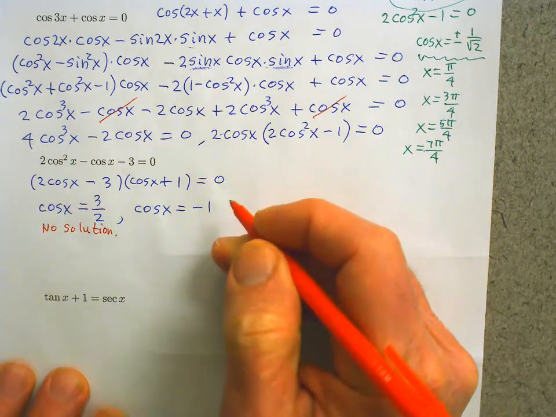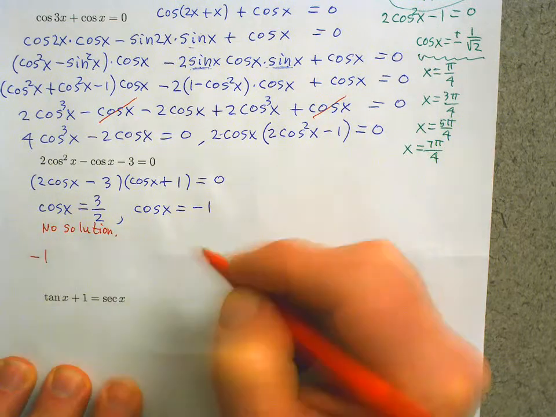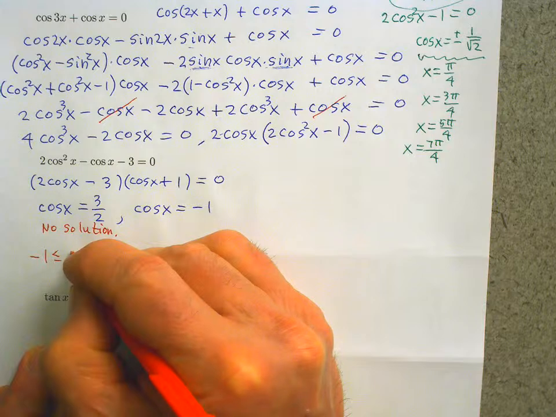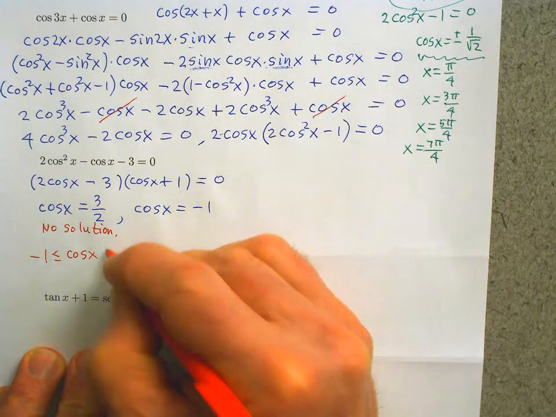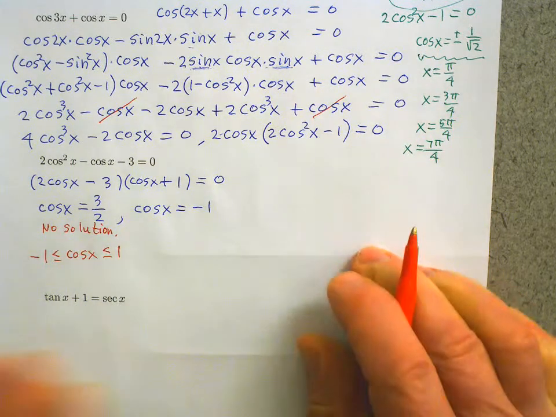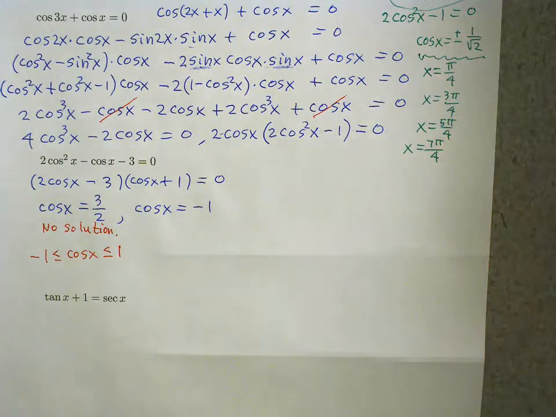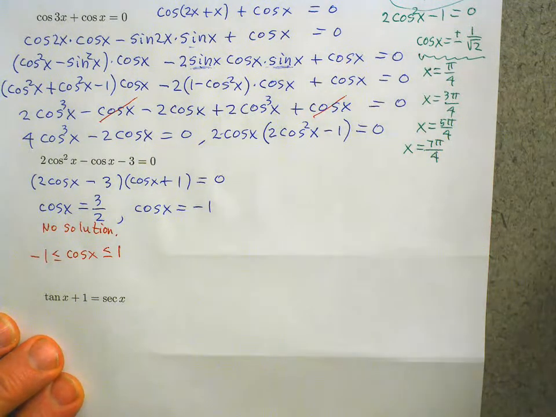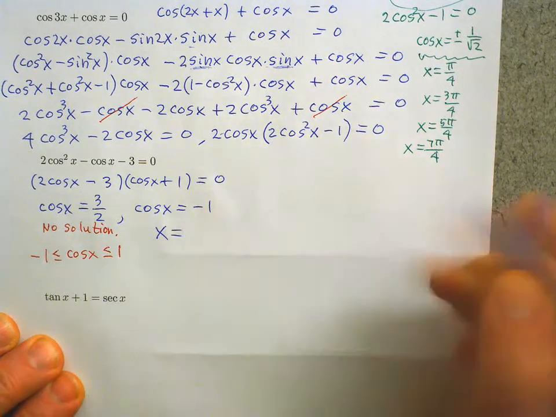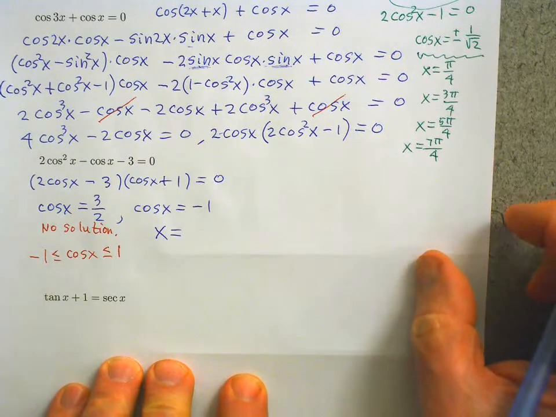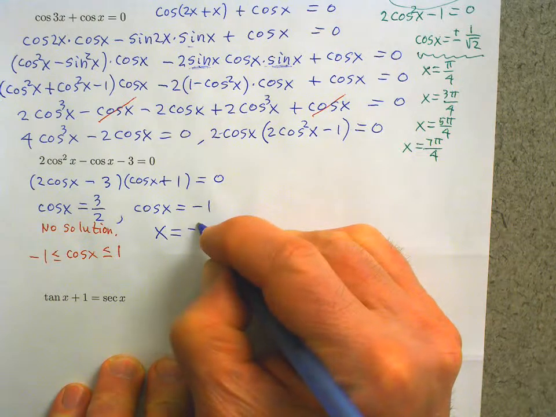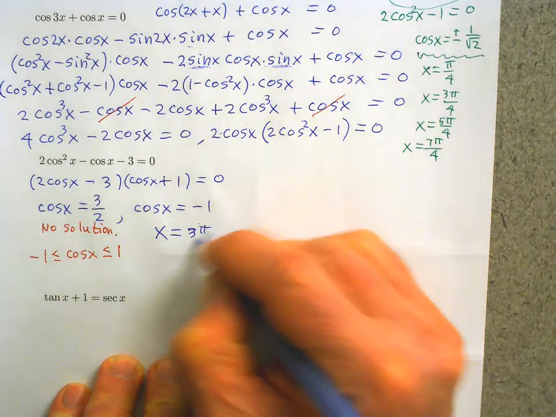And the reason is the range of cosine of x is from -1 to 1. So -1 is less than or equal to cosine of x, which is less than or equal to 1. It's a small but very important detail to remember. And then cosine of x equals -1. Well, there's just one number between 0 and 2 pi where cosine of x is equal to -1. That's 3 pi over 2.